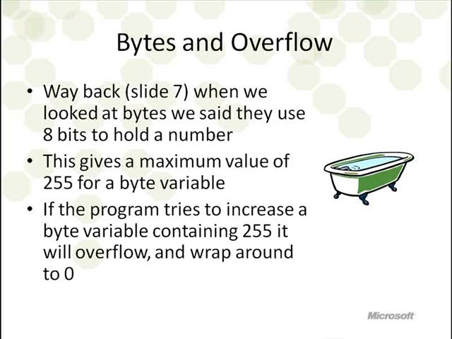Get to 8 and you have 256 possible states in a byte, of which 255 can be used for numbers because the one at the bottom is 0. If the program tries to increase a byte value containing 255, it will overflow and wrap around to 0. In other words, there's no more bits to hold the information, so effectively everything goes around.